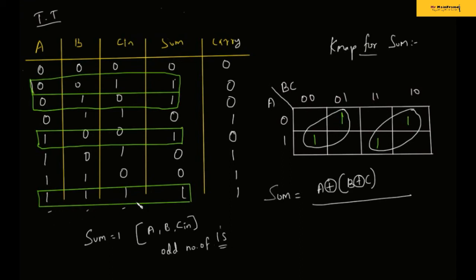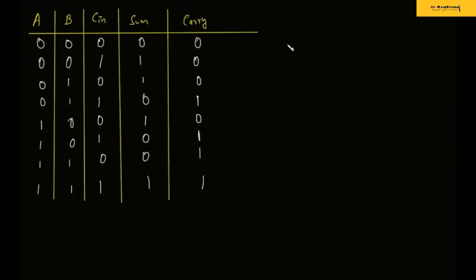Now you can see the sum is getting high when there is an odd number of ones available. So I have just written it in the bottom. Whenever you see an odd number of ones, that means XOR operation is happening. Now let's go for the K-map for the carry out.